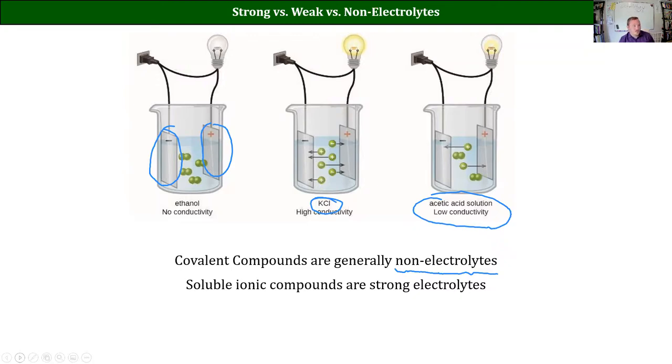And so this is one of the reasons they're called electrolytes, because they figured out that ionic compounds have these properties when dissolved in water. So that's why they named them electrolytes versus non-electrolytes. Electrolytes cause water to become conductive when they're dissolved. Non-electrolytes do not.